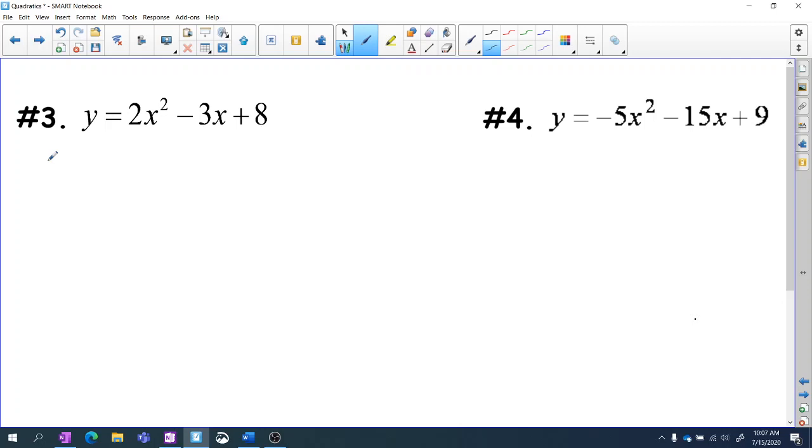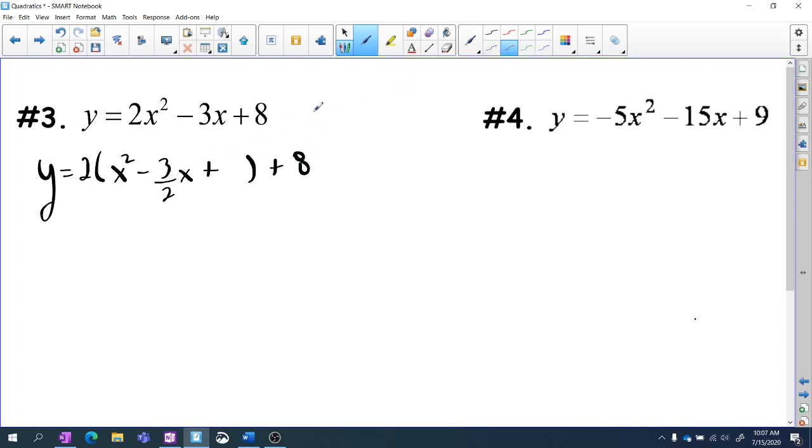So let's have a look at this one. So y equals, factor out the 2. Unlike the first couple, it does not go evenly. That's fine, just like we did before. Leave it as a fraction. Don't put decimals in here. So this just becomes 3 over 2 x. Always a plus. Then your plus 8.